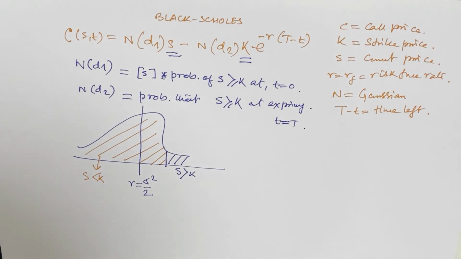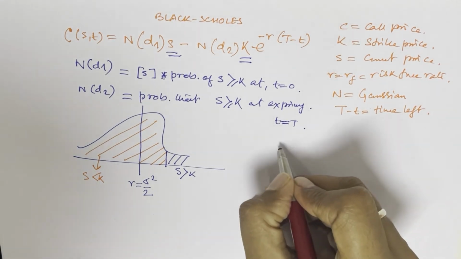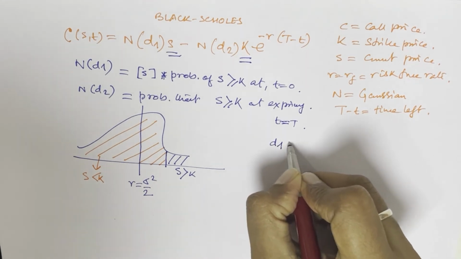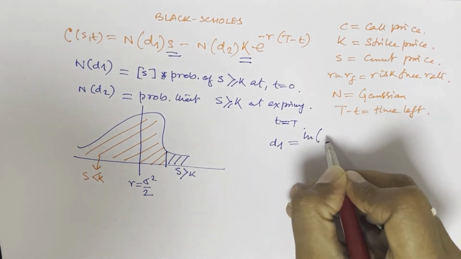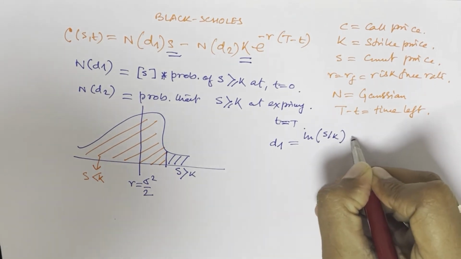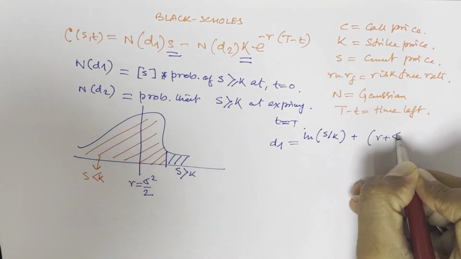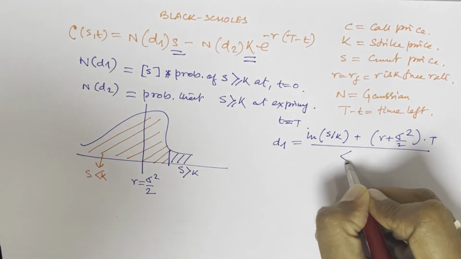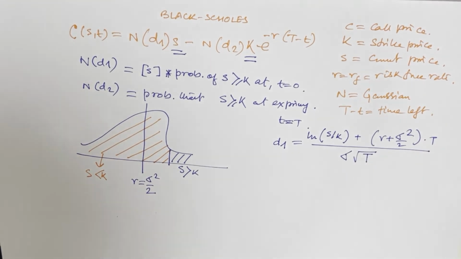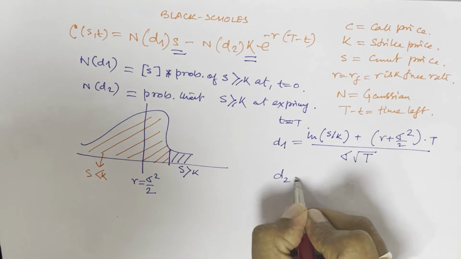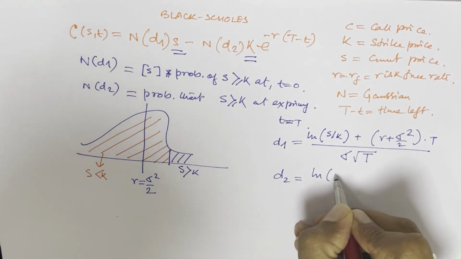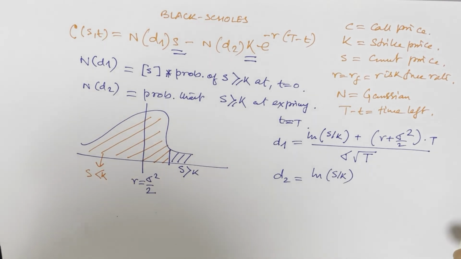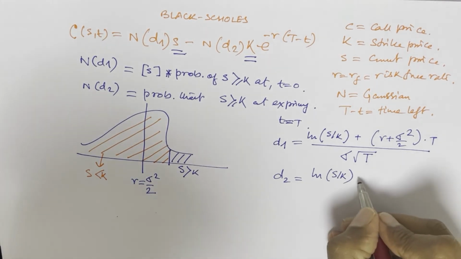Now, another important point we have to understand. In Black-Scholes, this d1 is ln, that is log, S by K plus (r plus sigma square by 2) multiplied by T, divided by sigma root of time. So d1 is from the positive side of the distribution. Now let's understand d2. d2 is from the negative side of the distribution. Therefore, ln S by K, what is S? S is the current price, divided by the strike price K.